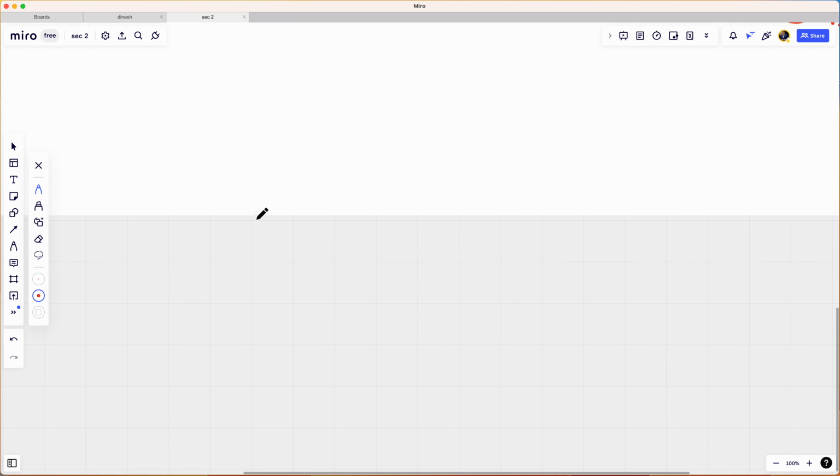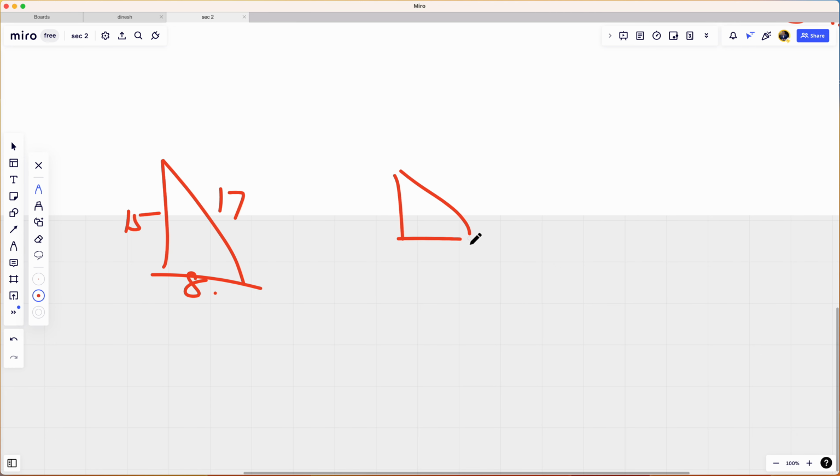15, 17, 8. X, Y, 4. Okay, by the way, they already drew the two triangles out. And they also match them for you already. Can you see how they match or not? 15 matches with X. 17 matches with Y. And then of course 8 matches with 4.